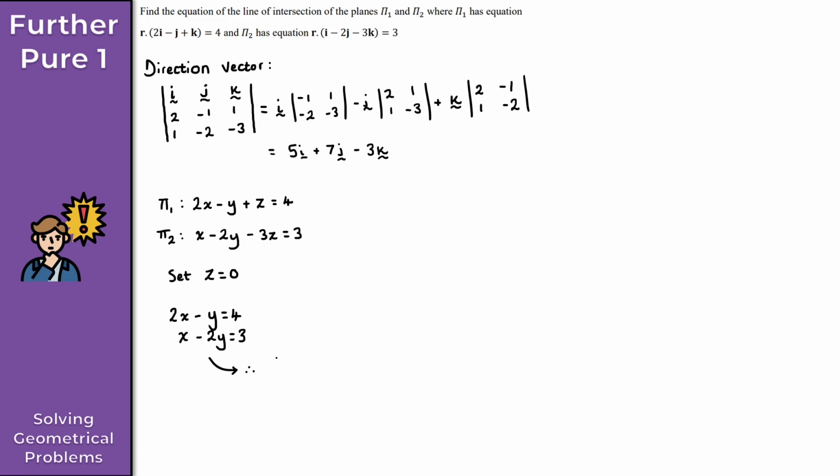for x then, we get 5 over 3. So x is equal to 5 over 3. And for y, we obtain minus 2 over 3. Okay. So what this gives me here then is a point on the line. So therefore, I've got 5 over 3, minus 2 over 3 and 0 lies on the line.